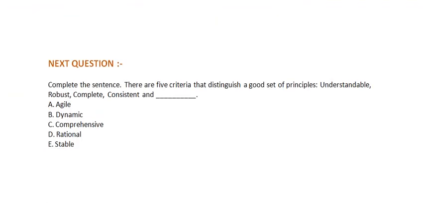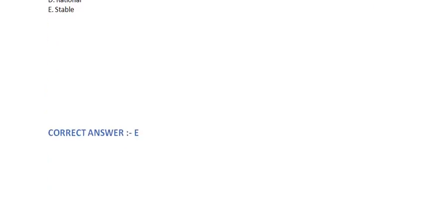Next question is, complete the sentence. There are five criteria that distinguish a good set of principles: understandable, robust, complete, consistent, and option A, agile, option B, dynamic, option C, comprehensive, option D, rational, and option E, stable. The correct answer is option E.